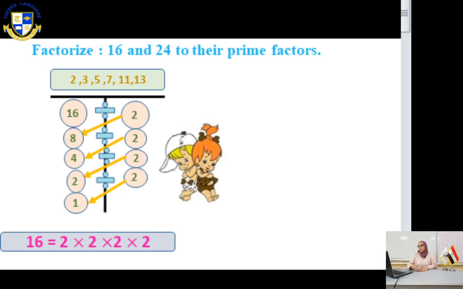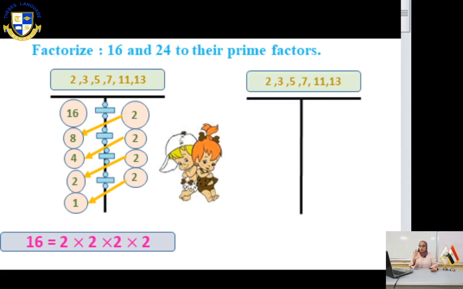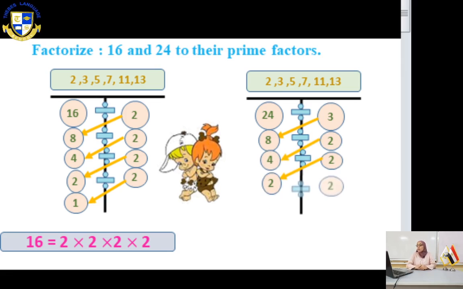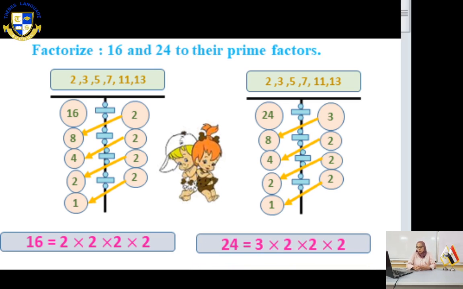Okay. Now, let's factorize 24 in the same way. 24 is divided by what? Excellent. Choose from the prime numbers at the top only. 24 divided by 2 equals 12, divided by 2 equals 6, divided by 2 equals 3, and 3 divided by 3 equals 1. Excellent. Now we have finished. What are the prime factors of 24? 3 times 2 times 2 times 2.